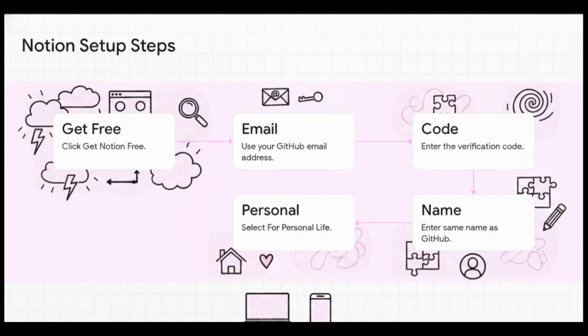Just search for Notion AI, hit Get Notion Free. From there, pop in your email, grab the verification code they send your inbox, type in your name, and make sure you select the For Personal Life option to create your base workspace. You can also download the desktop app if you prefer a dedicated window for your AI work.